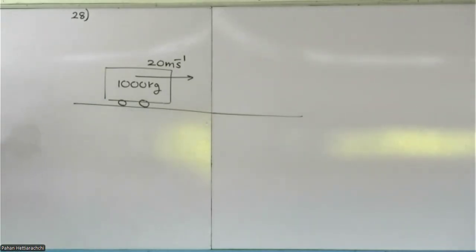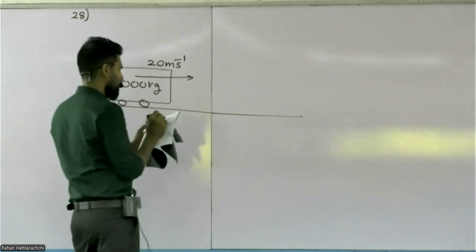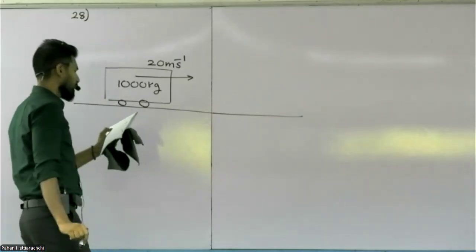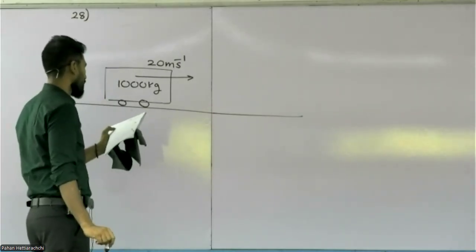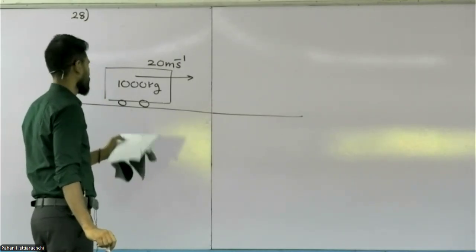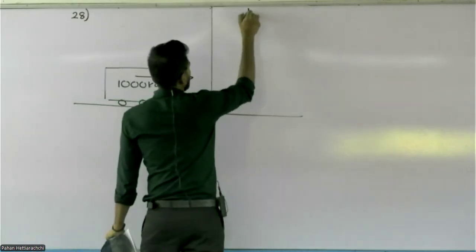A car of mass 1000 kg is moving at a velocity of 20 meters per second. It collides with the 4000 kg lorry that comes from a perpendicular direction with the initial velocity. So there's a lorry like this.